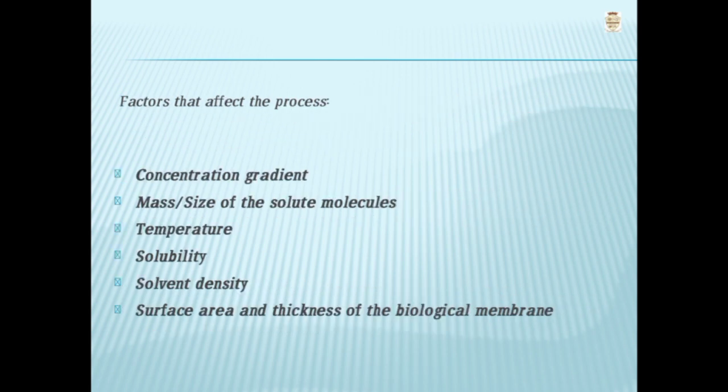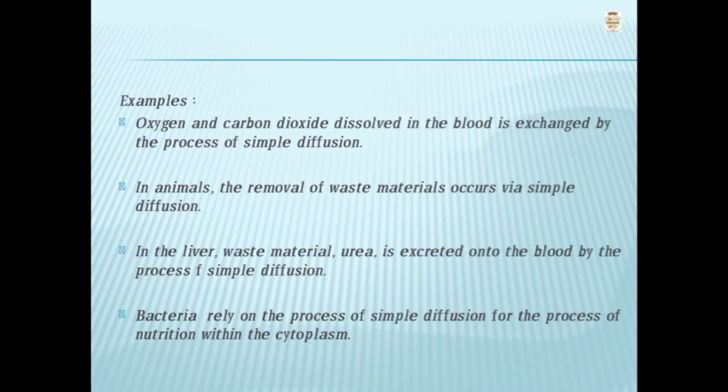Factors that affect the process: concentration gradient, mass or size of the solute molecule, temperature, solubility, solvent density, surface area, and thickness of the biological membrane. Some common examples: oxygen and carbon dioxide dissolved in the blood are exchanged by simple diffusion. In animals, the removal of waste material occurs via simple diffusion. Bacteria rely on simple diffusion for nutrition within the cytoplasm.